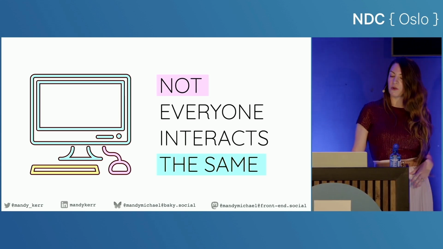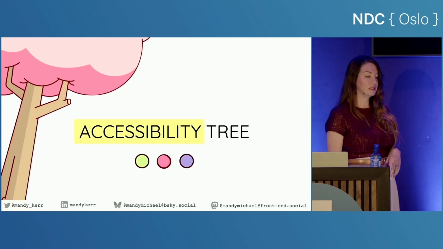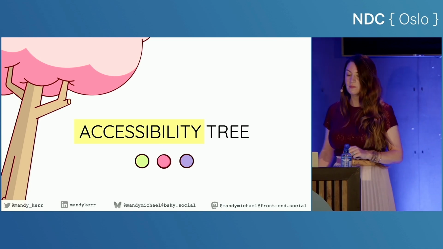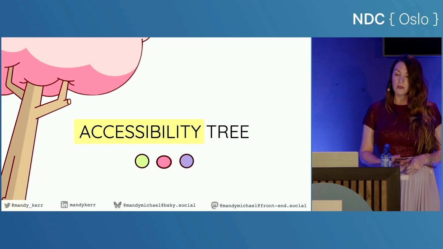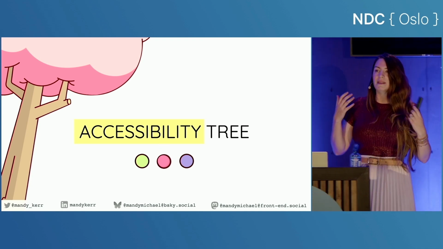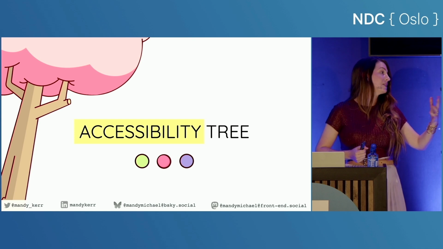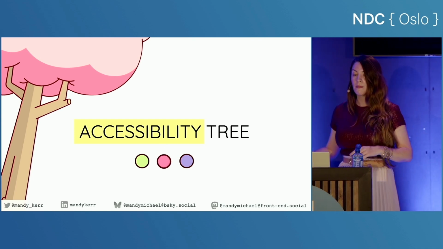Now, much like the browser creates the DOM, it also takes the DOM tree and modifies it to form something that's useful to assistive technology. That is known as the accessibility tree. The accessibility tree uses the native semantics of HTML to navigate and read the page. So a screen reader, for example, is able to interpret the accessibility tree and reproduce it as speech.